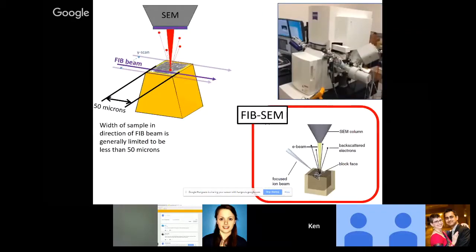A significant limitation, however, is that the width of the sample in the direction of the focused ion beam is generally limited to less than 50 microns. This is because the FIB beam is hitting the sample surface at a glancing angle, which is necessary for the smooth polishing to occur.